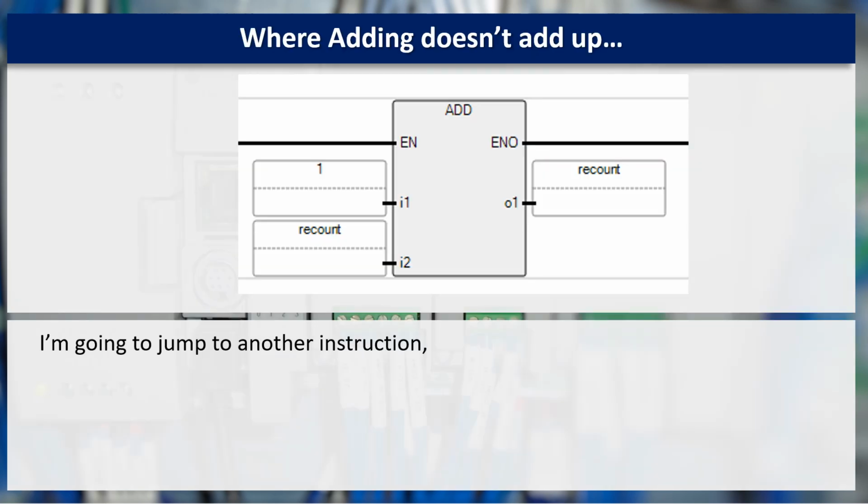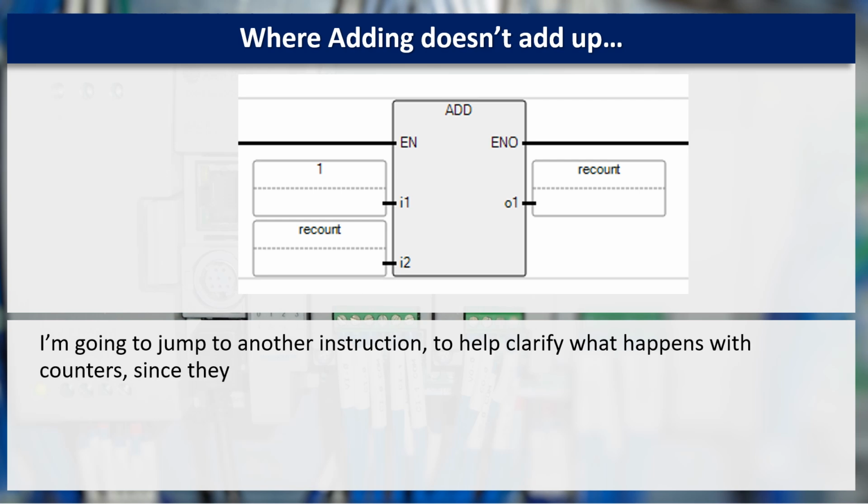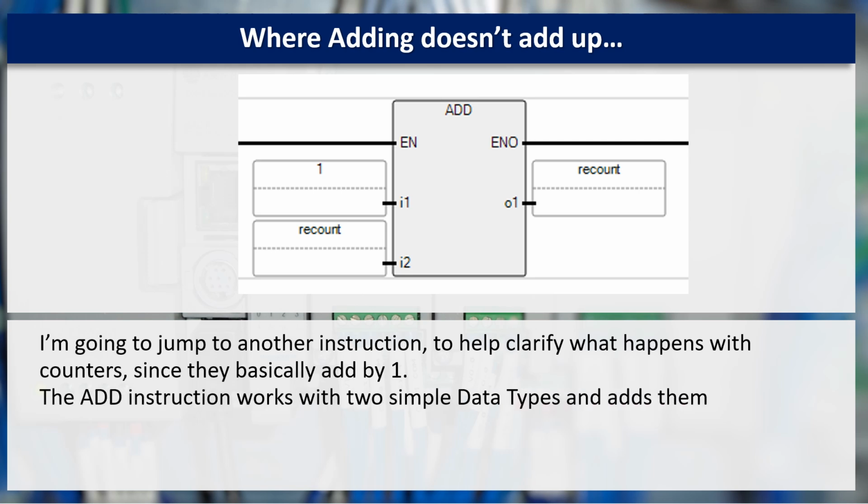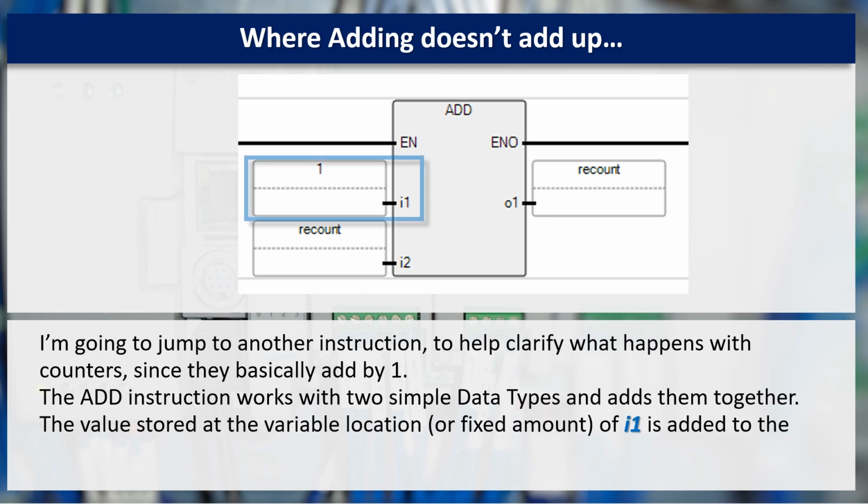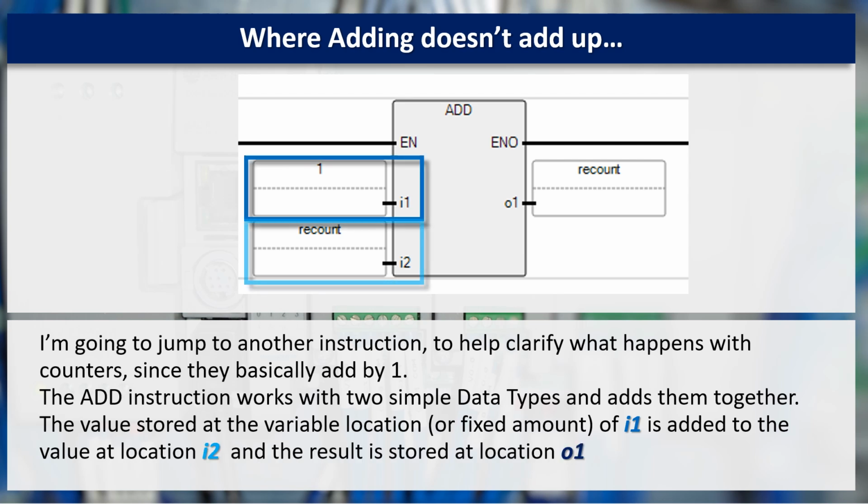I'm going to jump to another instruction to help clarify what happens with counters, since they basically add by 1. The add instruction works with two simple data types and adds them together. The value stored at the variable location or fixed amount of I1 is added to the value at location I2, and then the result is stored at the location identified in O1.